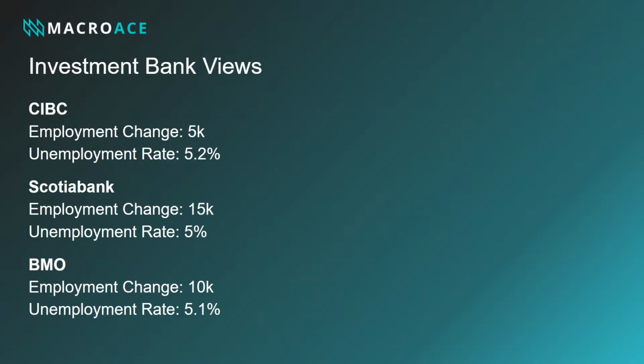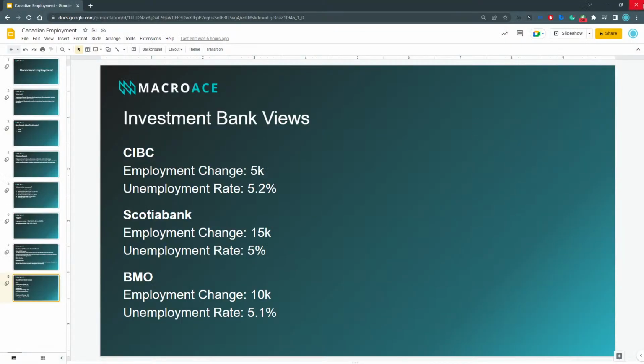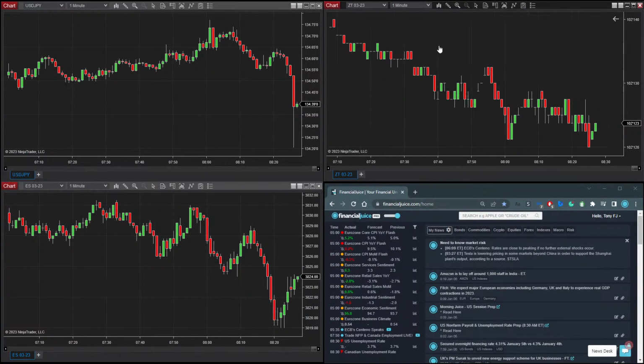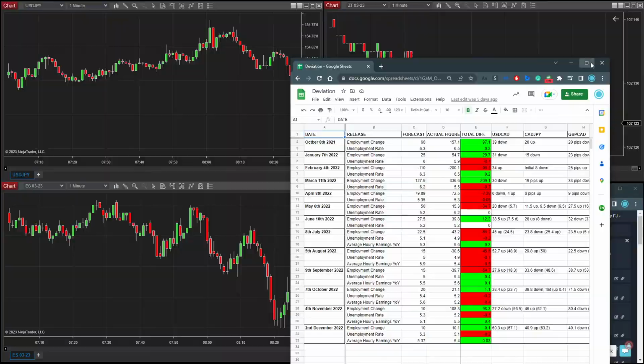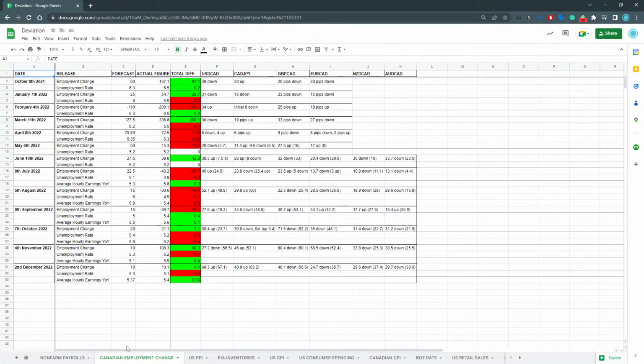All right, investment banks. So they see the employment change at 5K with the unemployment rate at 5.2%. Scotiabank employment change at 15K, unemployment rate at 5%, and BMO at 10K, and then 5.1% for the unemployment rate. So that summarizes the expectations then for the US and Canada. All right, let's go through the Canadian data too, because of course this is a double whammy. Now, don't be surprised if the US data takes precedence and sees a much bigger reaction than the Canadian dollar does. It can happen.